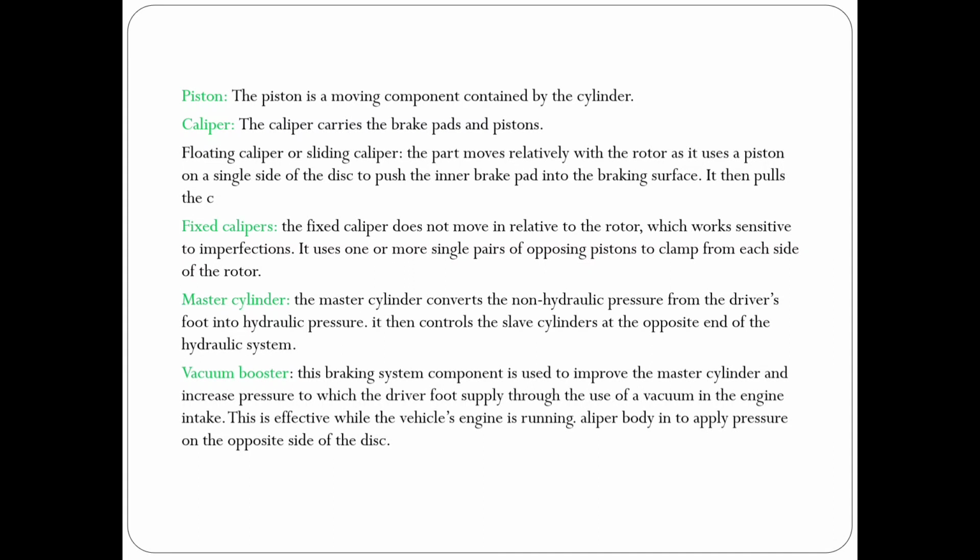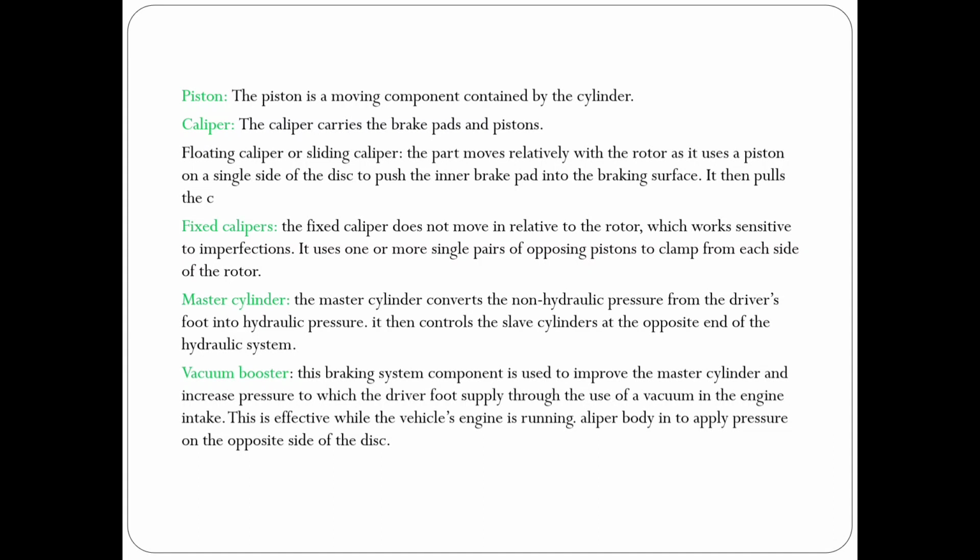Piston: the piston is a moving component contained by the cylinder. Caliper: the caliper carries the brake pads and pistons. Floating caliper, or sliding caliper: the part moves relative to the rotor as it uses a piston on a single side of the disc to push the inner brake pad against the braking surface. It then pulls the wheel.